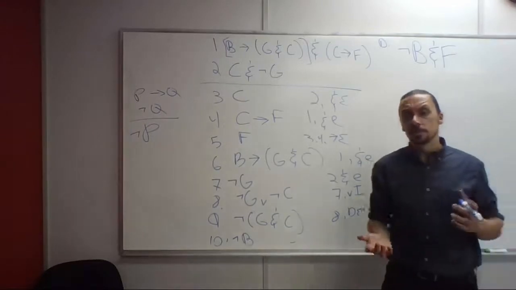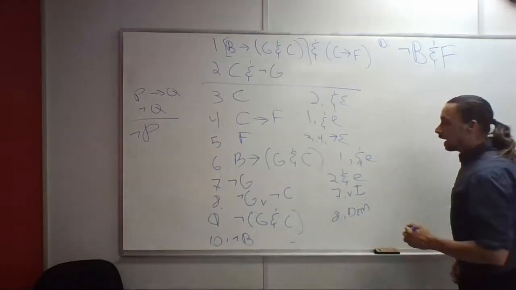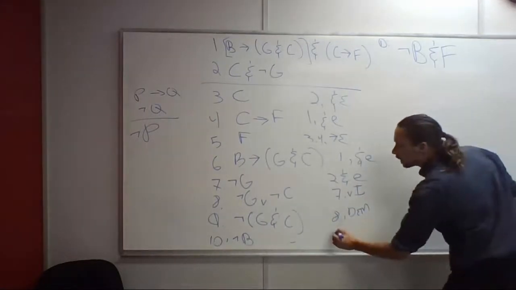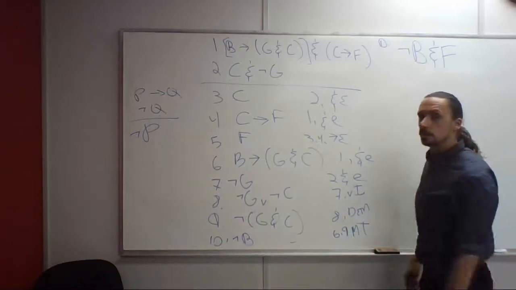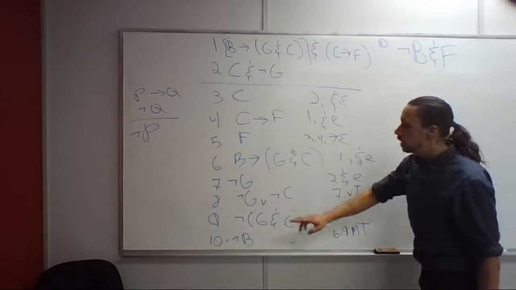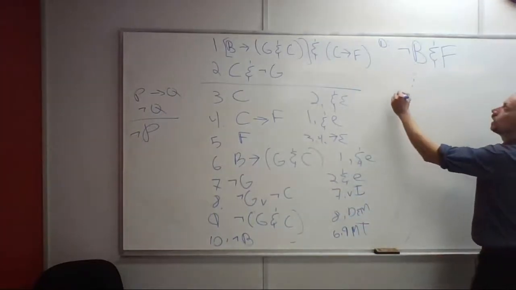But telling you about them is not as useful as actually using them, so let's use them. How did I get there? Well, I got it from 6 and 9. I'm going to go MT for the modus tollens rule. So now I have not B, I have F. So I'm just going to dot, dot, dot. We're going to keep going.